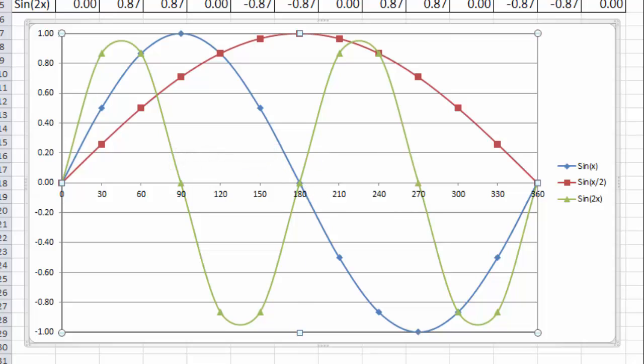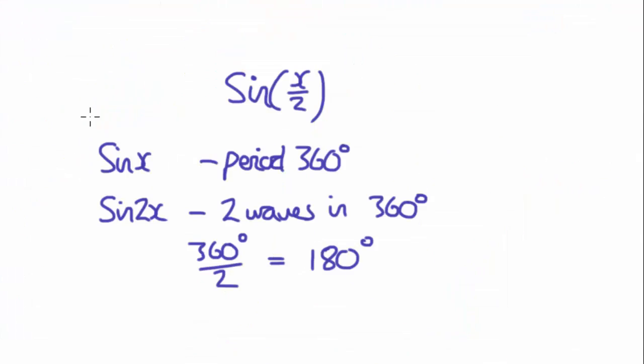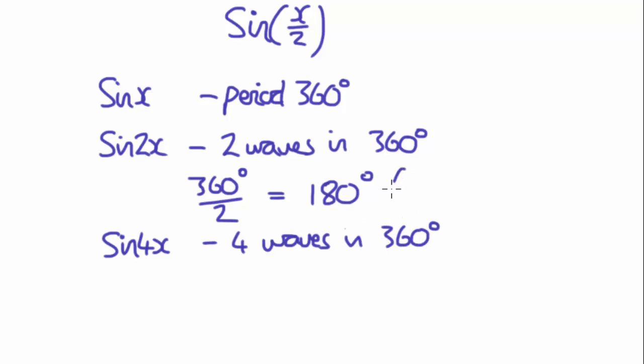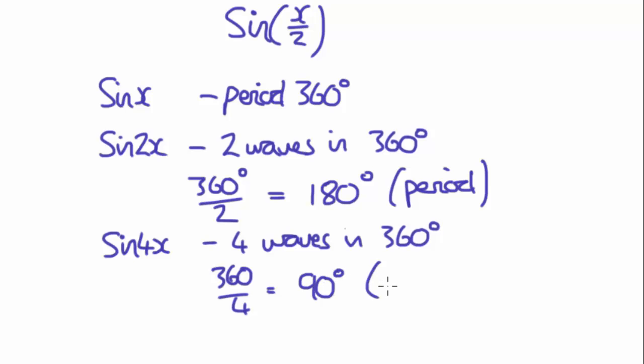So if I was actually just to say, I'll just scroll down here, if I was just to then say sine 4x, if I put this in the spreadsheet, you would end up getting 4 waves in 360, and to actually work out the actual period, right, that's a period, you would just say 360 divided by 4, and that'll be 90 degrees. So the graph of the wave has got a period of 90.